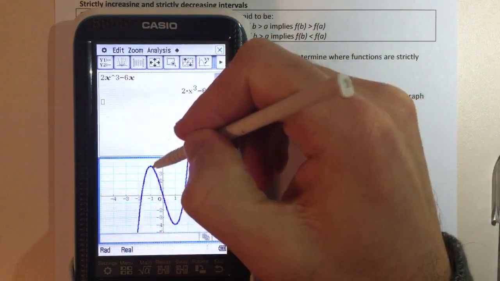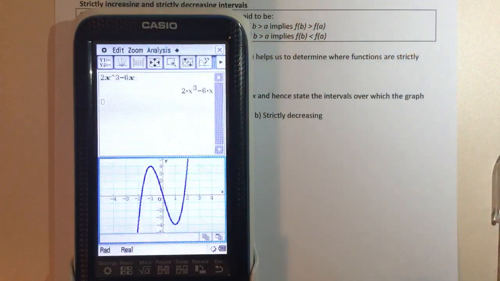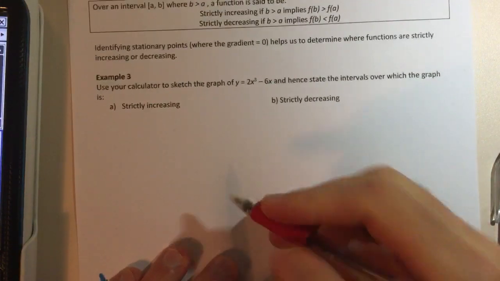So let's work out where that maximum is first by just doing analysis, G-solve, and then max. And that maximum occurs at -1, 4. So even though the question didn't specifically tell me to sketch it, I'm going to sketch it down here.